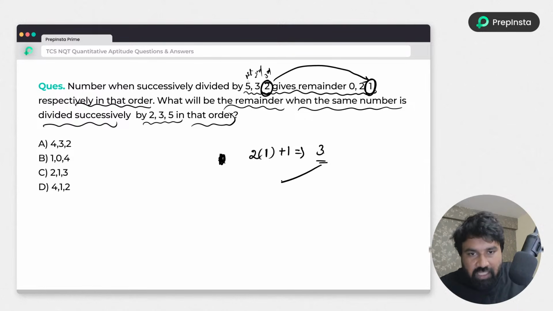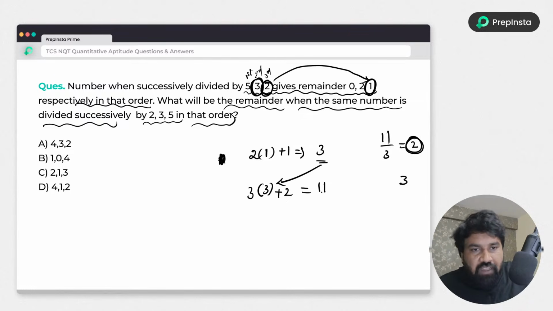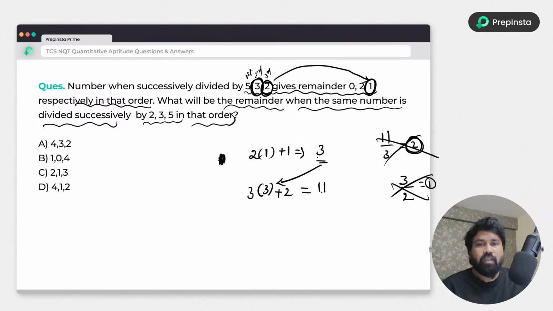And this 3 will become the coefficient, and you have to repeat the process for the second element from the last, which is nothing but 3 into 3 plus 2, which is equal to 9 plus 2, 11. See, 11 divided by 3 will give you the coefficient 3, remainder 2. Again divide by 2, it will give you remainder 1. So our conditions are getting satisfied. This is how you have to do it in the reverse direction.